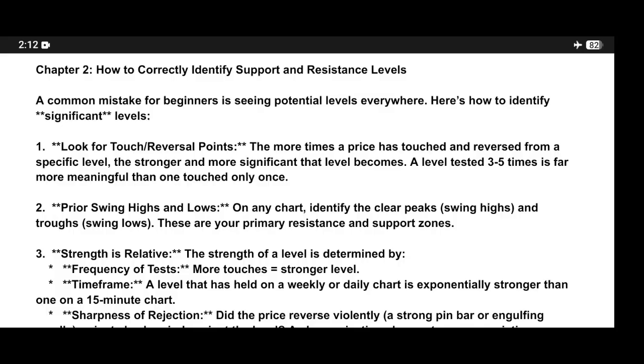Number 2: prior swing highs and swing lows. On any chart, identify the clearest peak, which is the swing high, and the trough, which is the swing low.